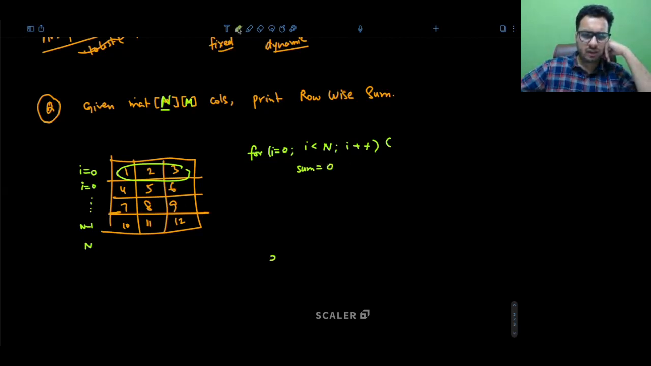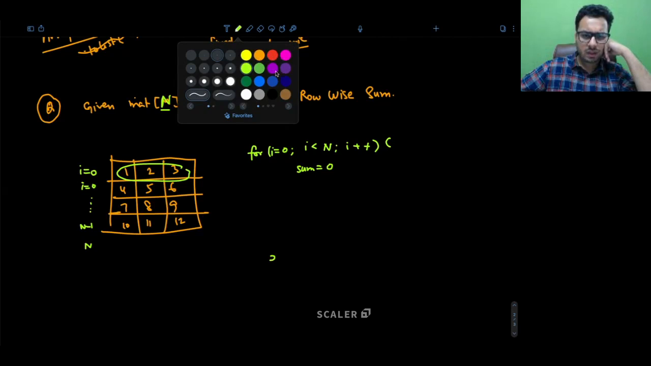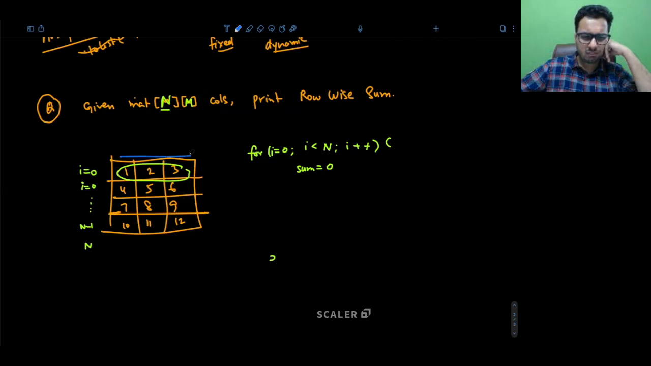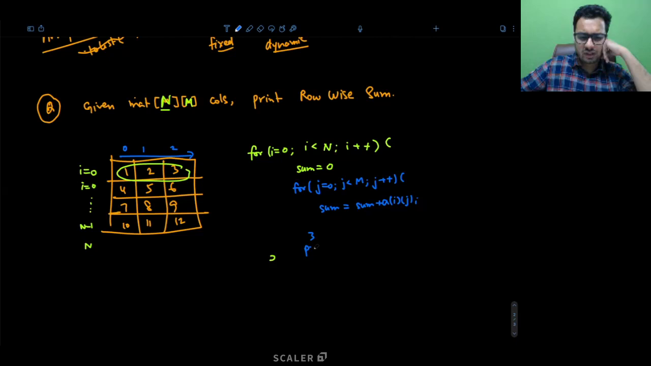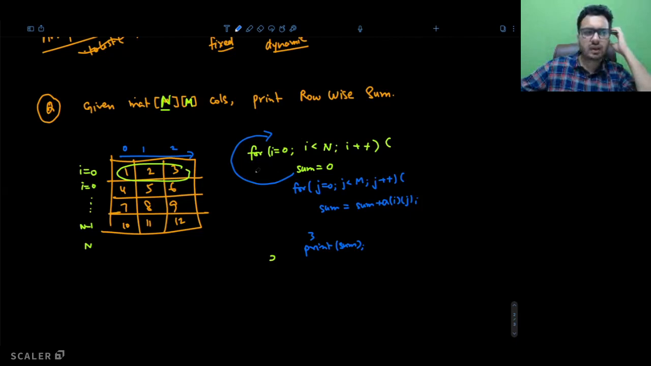Then I am going on this particular row, and how do I find the sum? That's pretty easy. I iterate over the columns 0, 1, 2. So for j equal to 0, j less than the number of columns, that is m, j plus plus, and then I can say sum equal to sum plus array of i j. That's it. And after every row, I can print the sum. Okay. Now, if I initialize this sum outside, will it give me the correct answer?